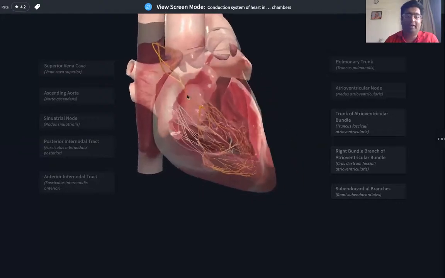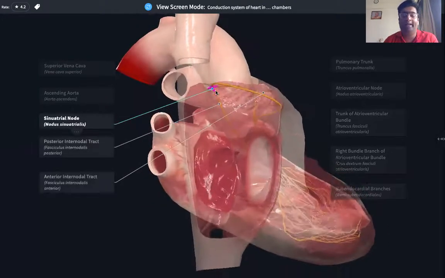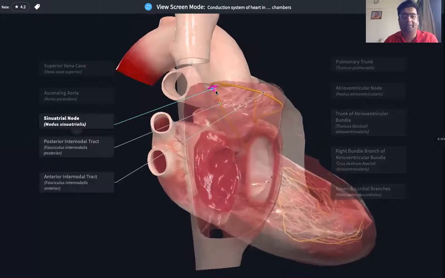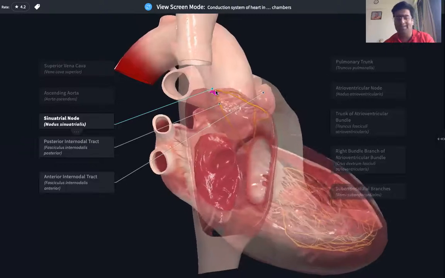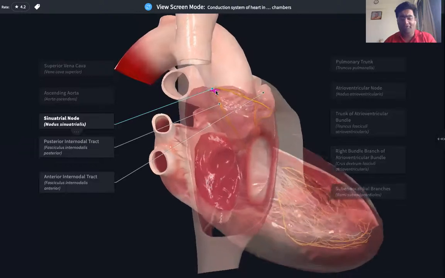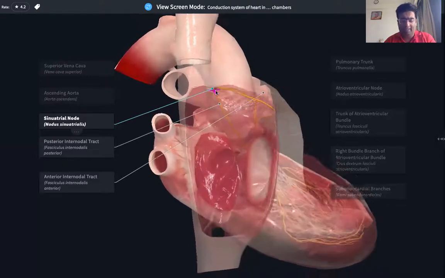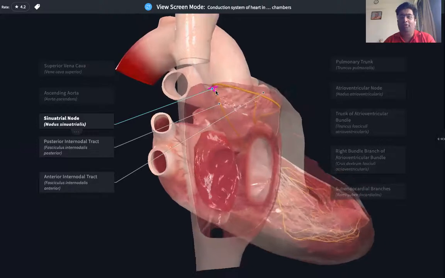And this impulse generator located within the heart is the SA node, and hence it is also called the pacemaker. So I'm repeating the location of the SA node and the AV node, which are frequently asked questions in your board exams. So the SA node is located in the walls of the right atrium, close to the opening of the superior vena cava.